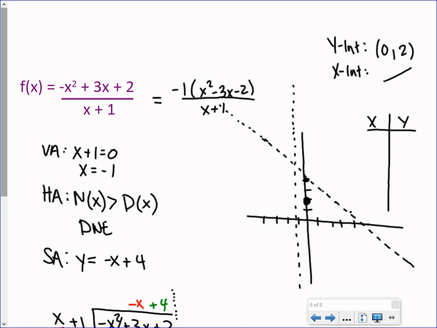So I have the point at (0, 2). I might like a couple other points here, like maybe I'll do 1 and 2 for x. Figure out what's happening with the graph right there.